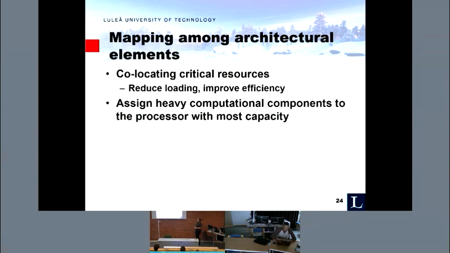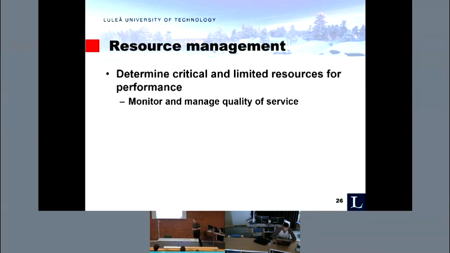Mapping. Okay, here comes the co-locating of critical resources to improve efficiency and stuff like that. And of course, quite obviously, things that require heavy computation, put that on the best processor. This is simple, I suppose. And resource management.